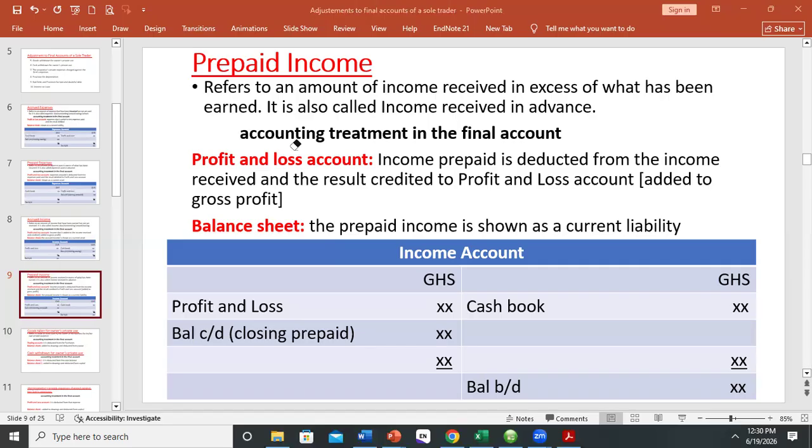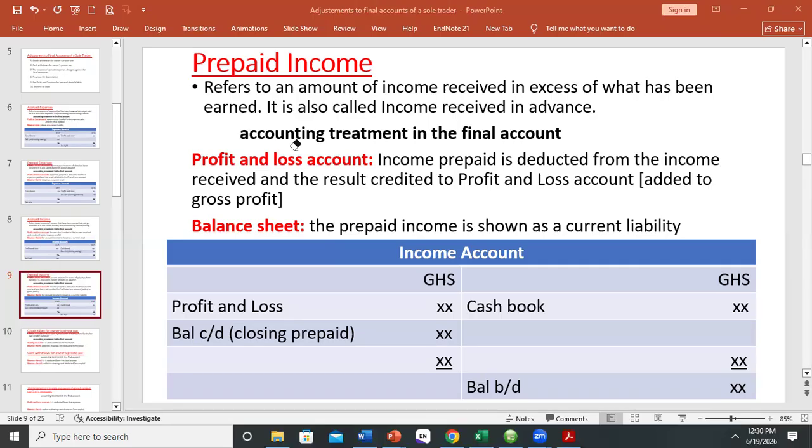So what makes it a liability? It's a liability because you owe an obligation to the person, right? The person can decide, okay, I'm no more interested in your product or service. Give me back my money. That is why it is a liability. It is a possible obligation you would have to satisfy.